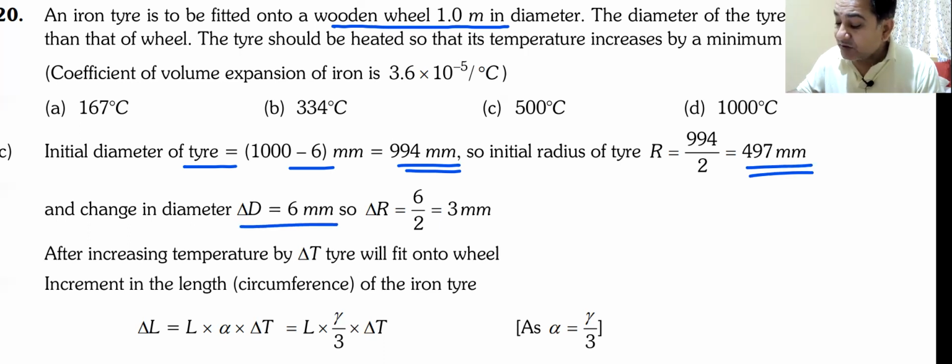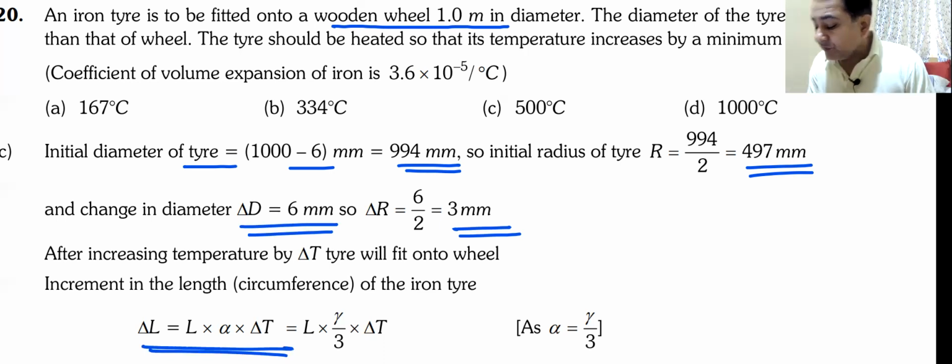Change in the diameter has to be 6 mm. So change in the radius has to be 3 mm. But you don't have to change the radius. You have to change the circumference. Do we understand this? Yes, sir. That's it. The change in length will be L into alpha into delta theta. Yes or no?